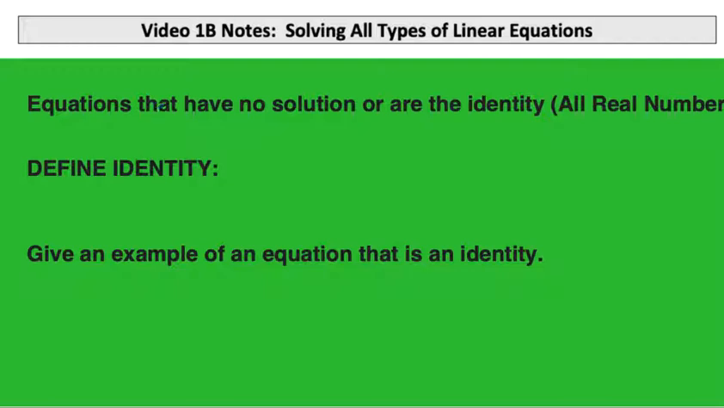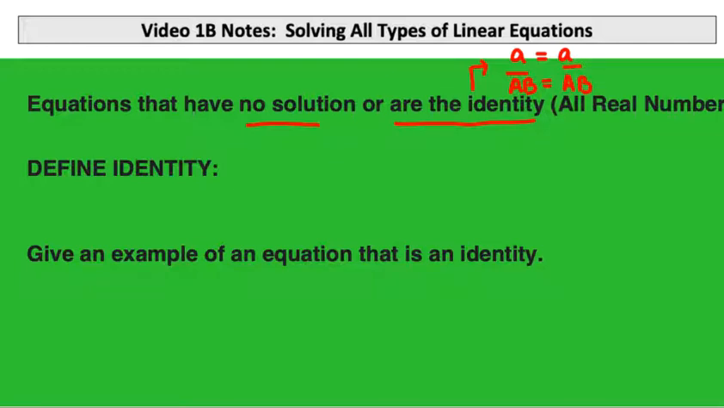We're going to be talking about more involved linear equations. I want to go back for a second to talk about equations that have no solution or are the identity. So the identity property means anything equals itself. So A equals A, or segment AB equals segment AB.